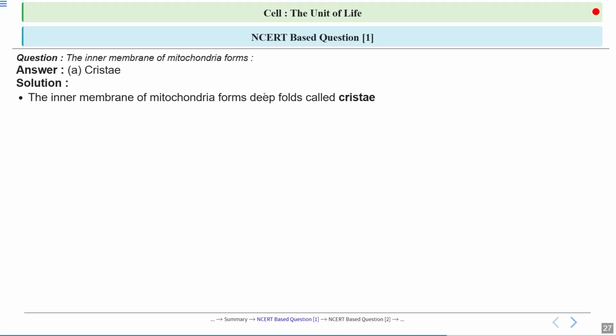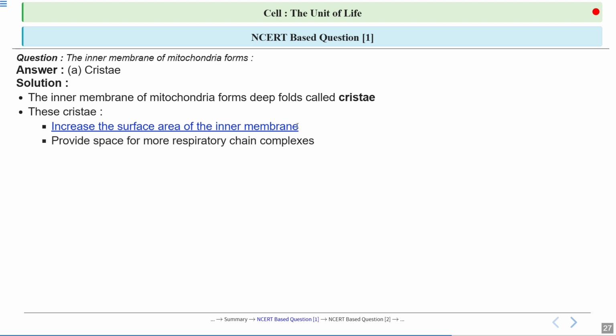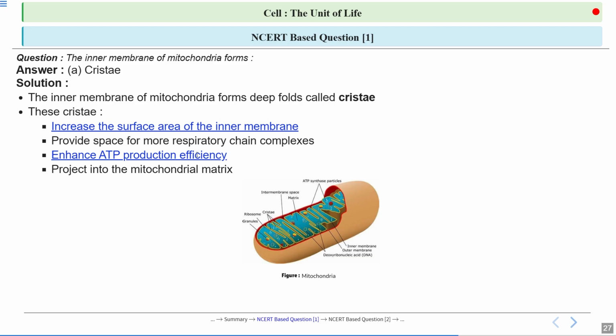The inner membrane of mitochondria forms deep folds known as cristae. These cristae increase the surface area of the inner membrane, provide space for more respiratory chain complexes, and enhance ATP production efficiency. They project into the mitochondrial matrix, so they are directed towards the matrix.